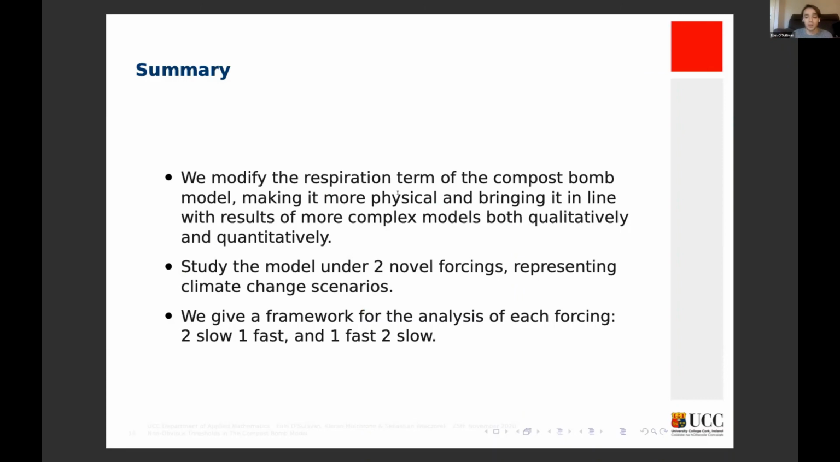So just to summarize, we modify this respiration function and look at it under two novel climate forcings, or one very novel climate forcing, and give a nice framework for how to analyze each forcing.